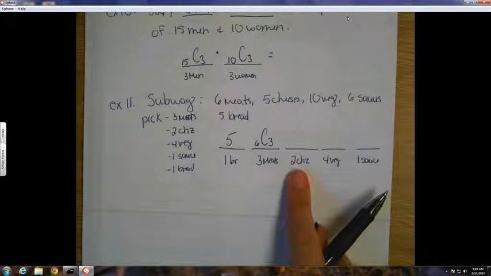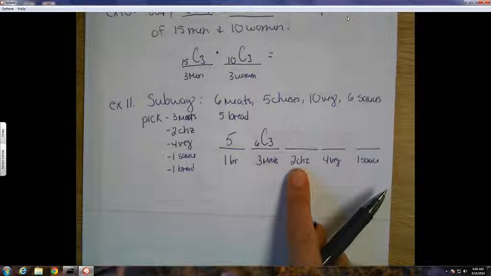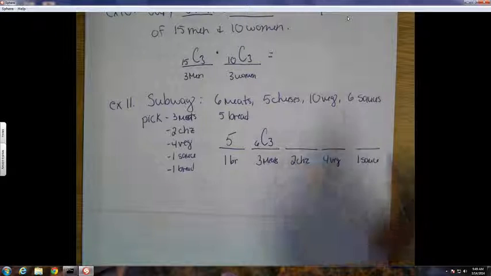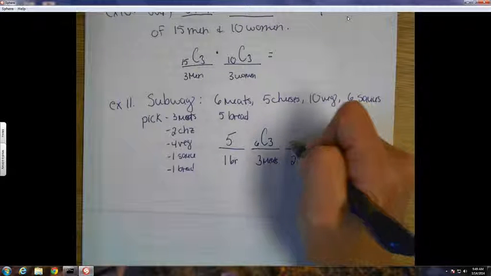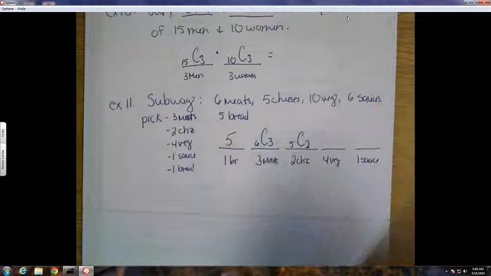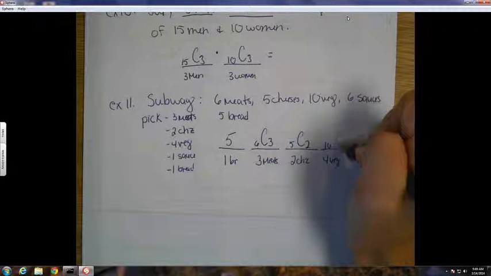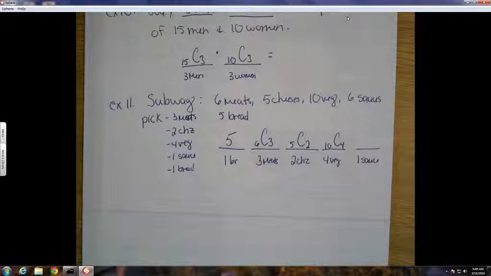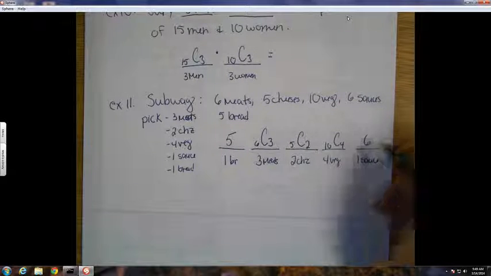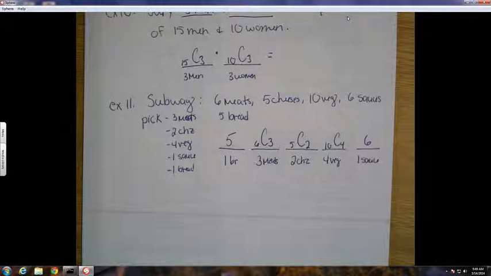Okay, 2 cheeses. Do I want an NPR or NCR? So I want 5C2, 4 veggies, 10C4, and 1 sauce, 6. That will make an awful lot of subs.